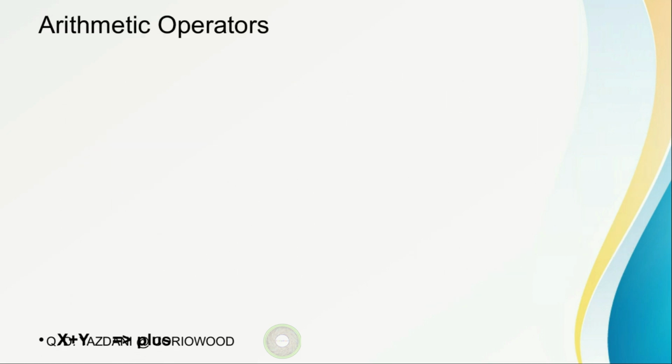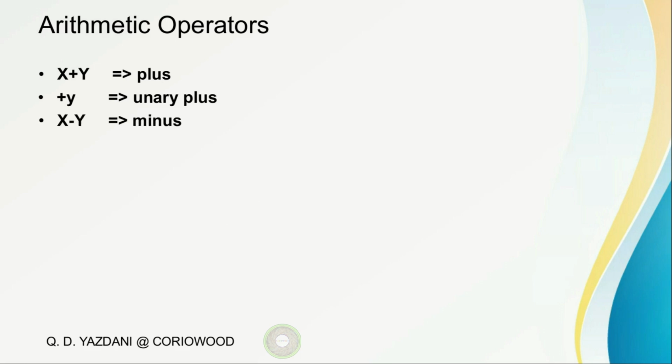Alright, so we go to arithmetic operators. In arithmetic operators we have plus. You can do x plus y, the left value plus the right value. After that we have unary plus. Binary plus takes two operands and unary plus takes one. So if you need just a single plus, that's how you use it.